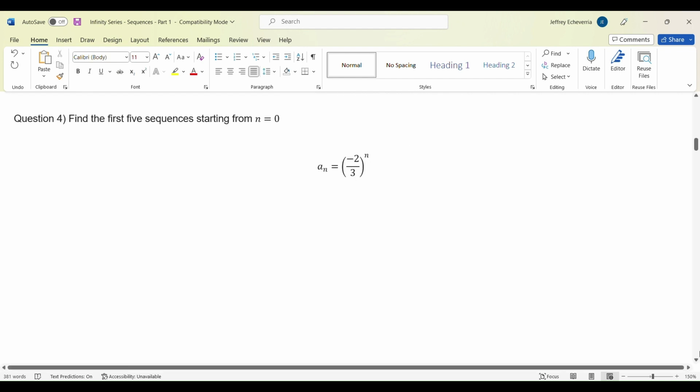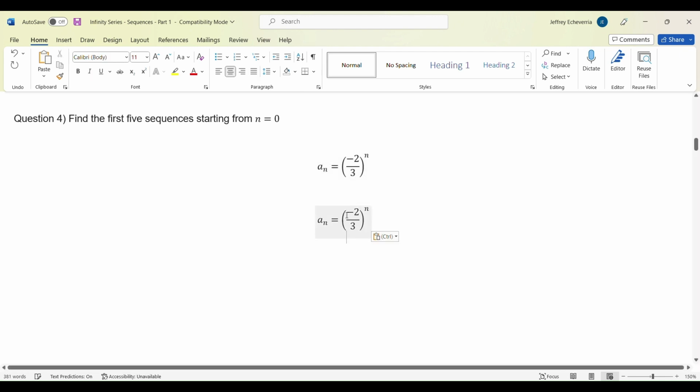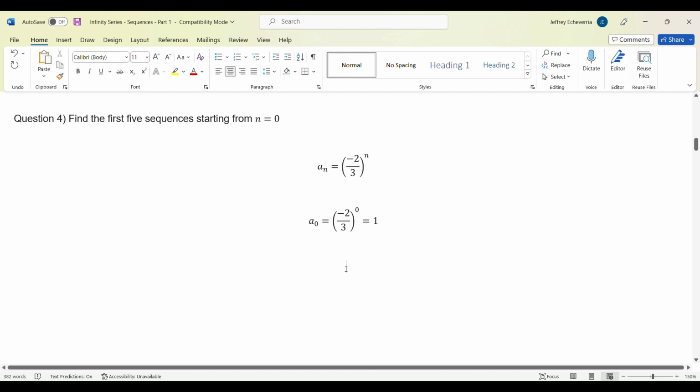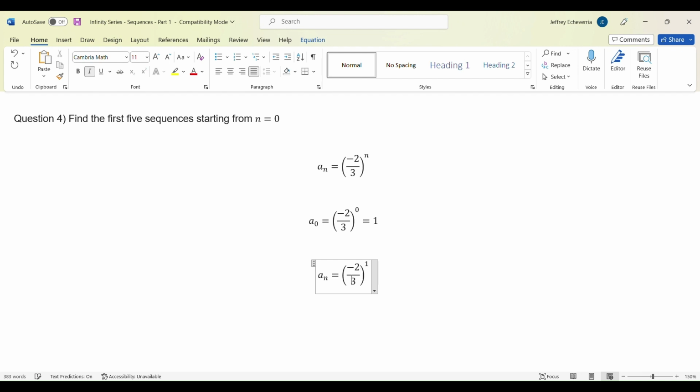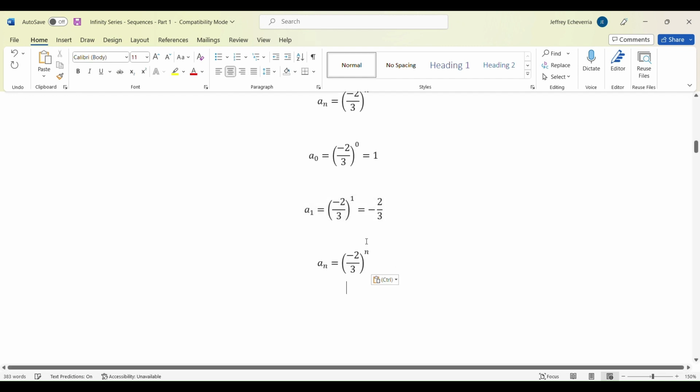For question number 4, find the first 5 terms starting at n equals 0. So let's copy and paste. So a sub 0, and the n will be a 0, which gives us finally 1. We can paste again and replace the n's with 1. And that gives us finally just negative 2/3.